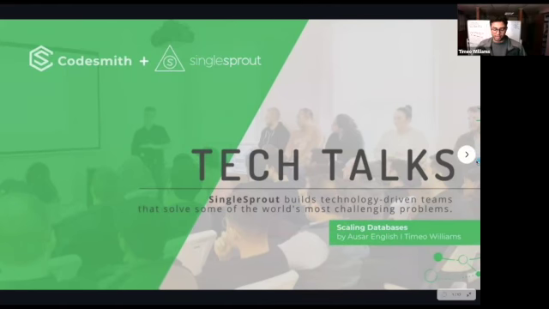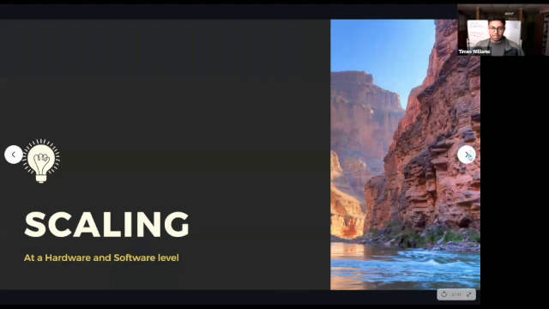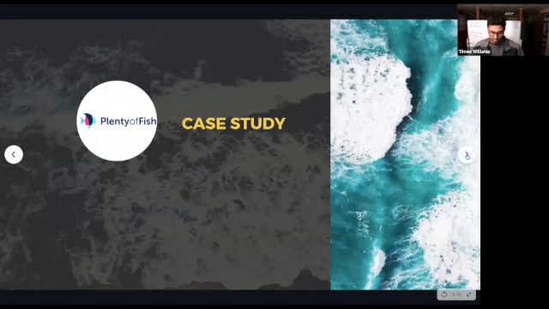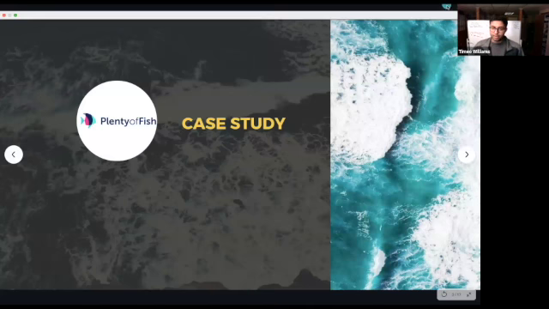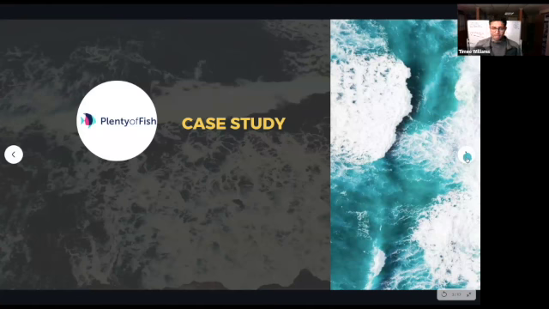Today, Asar and I will be talking about scaling databases. Before we get started, let's talk about a quick business use case. Plenty of Fish is an online dating company that started off as a very simple college project that expanded to a million to a billion user web thing. That transition from 1 million to 1 billion visitors involved a lot of growth, and to handle that growth required database scaling.